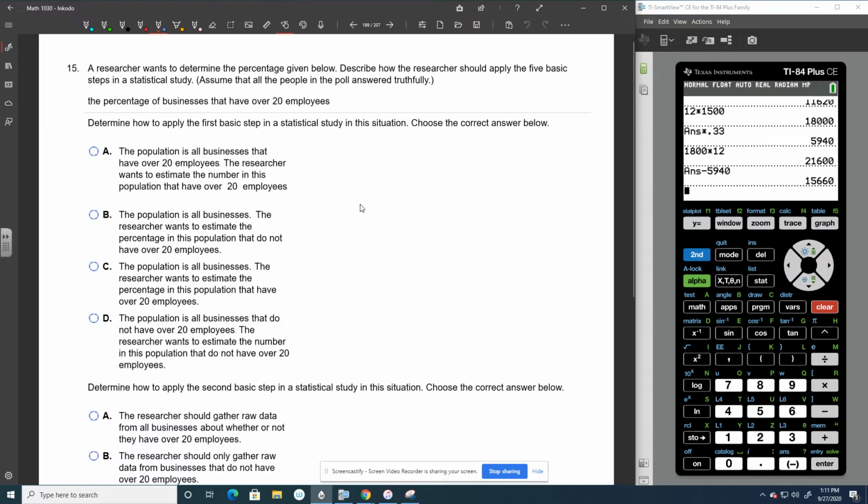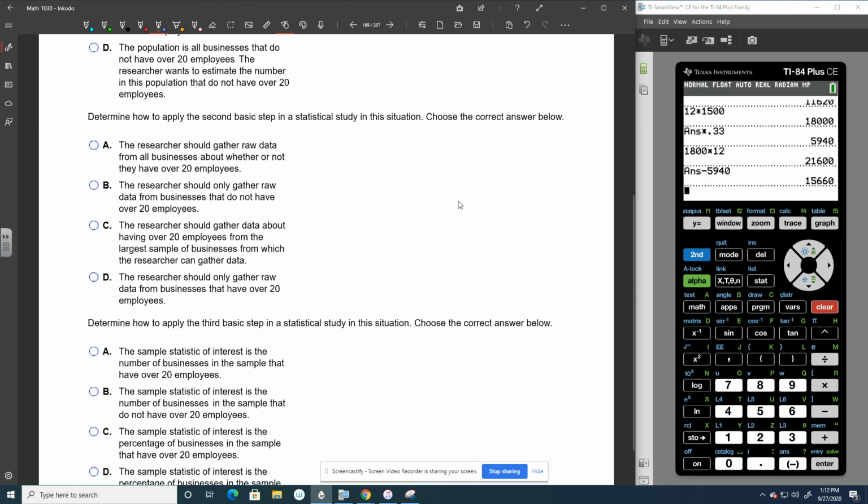And that is where you look at the population. So the population is all of the businesses. We're looking for what percent of all of the businesses. So we are going to go down here to the population is all businesses. The researcher wants to estimate the percent in this population that have over 20. This one is close, but it says that do not have over 20. So part C would be the answer to the first one.